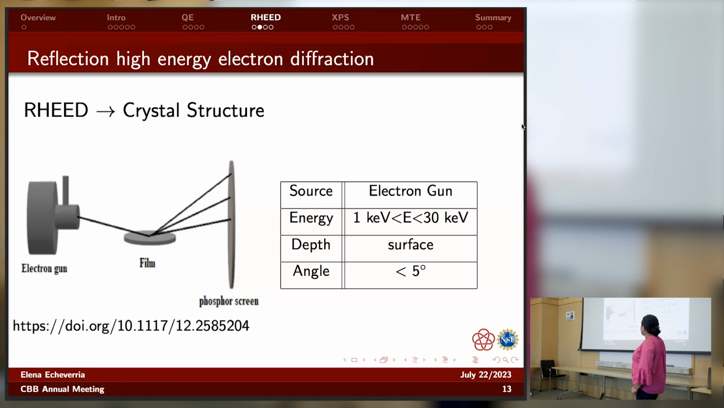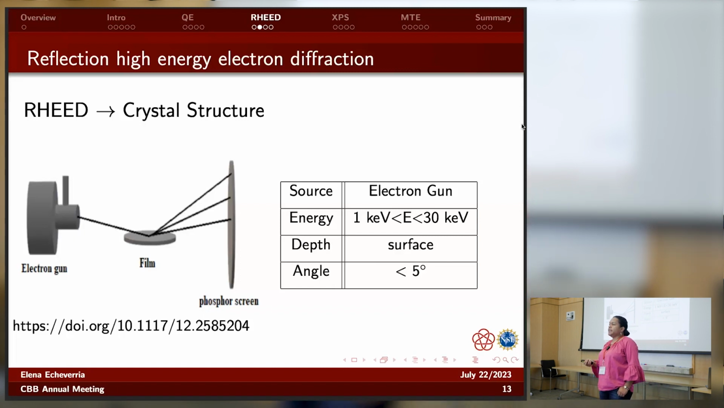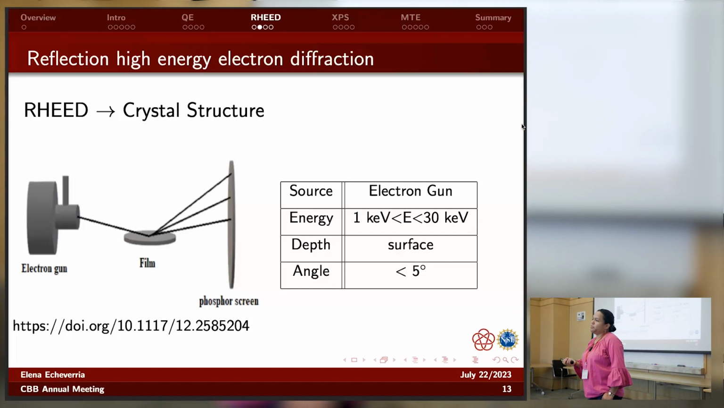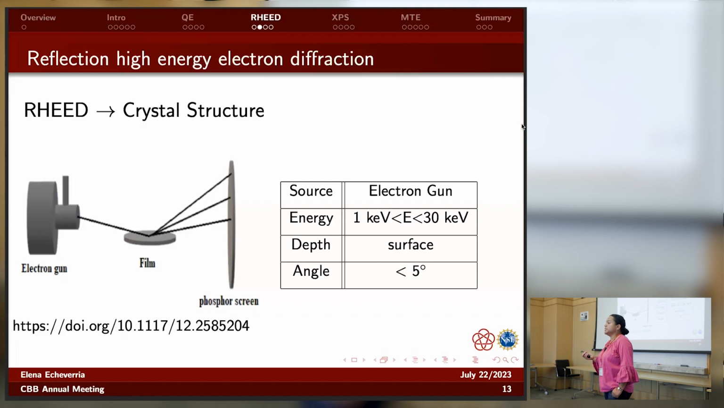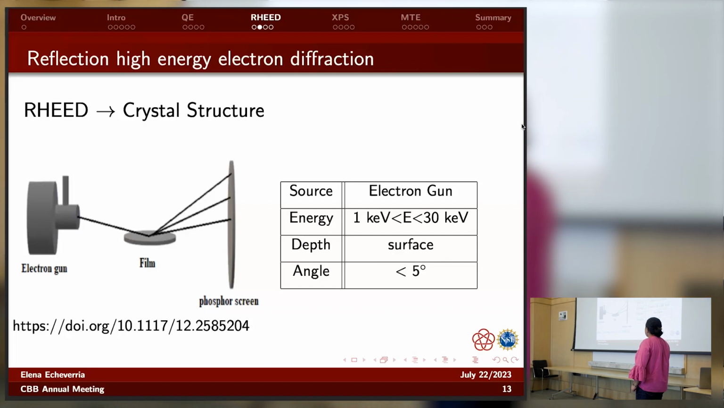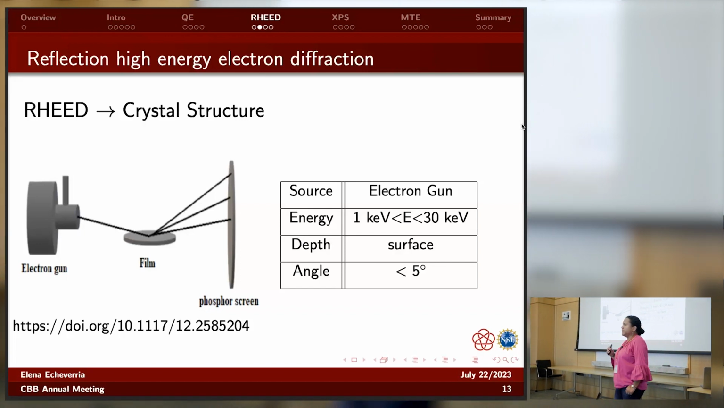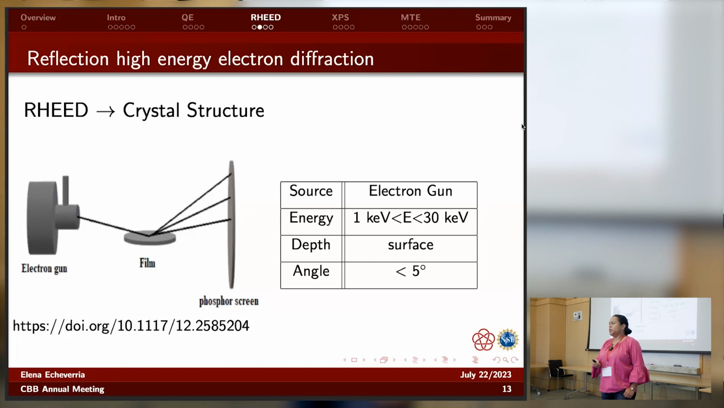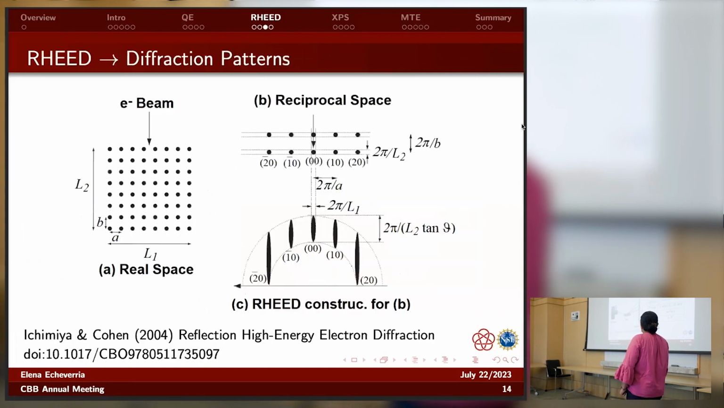Once the electron beam hits the film, it will be diffracted, and the diffraction pattern can be seen on the screen. By looking at this diffraction pattern, we can distinguish what kind of films we are growing. Something I want to highlight from this technique is that it's really surface sensitive, and I will show you in a minute why I'm saying that.